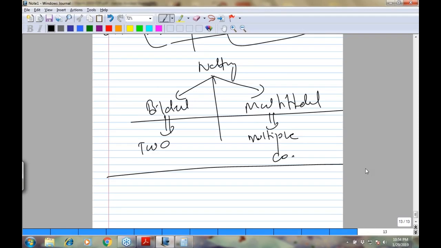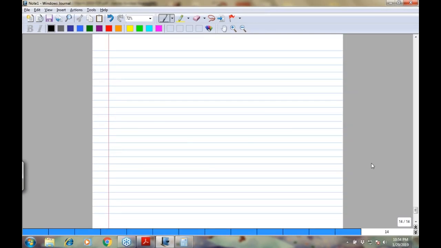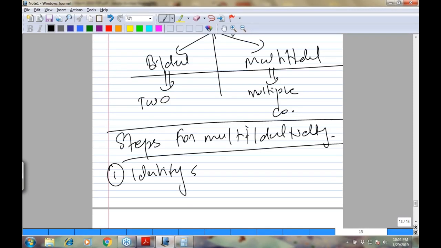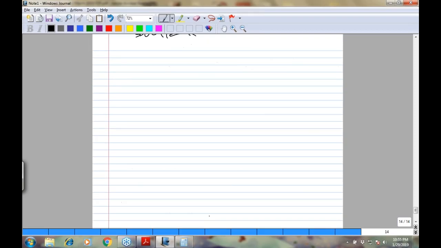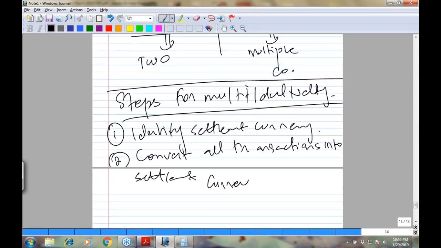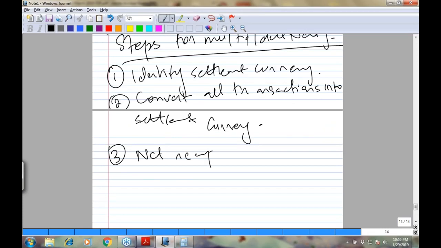I'm going to discuss how multilateral netting operates, and the key steps for it. Number one, identify the settlement currency. Once we have identified the settlement currency, the next thing we need to do is convert all transactions into settlement currency. Third, once all transactions are converted into settlement currency, the net receipt or net payment is established.